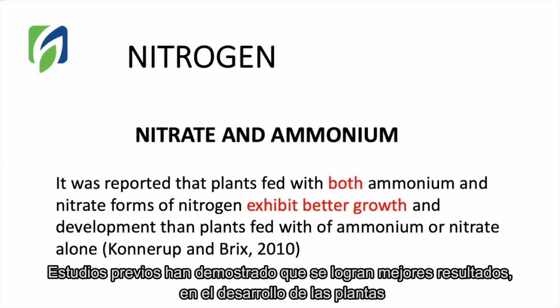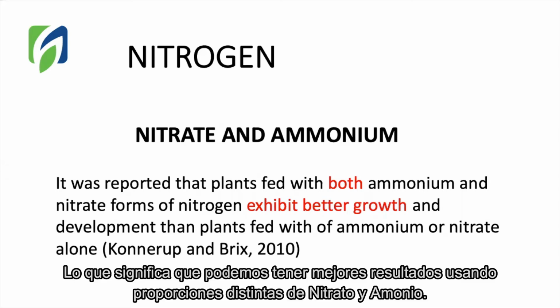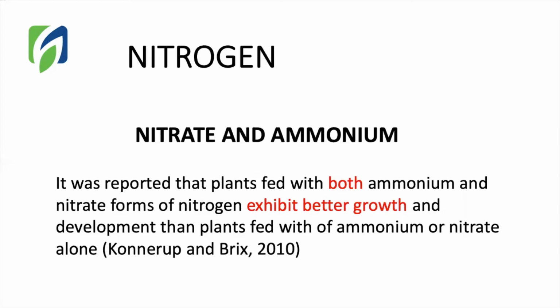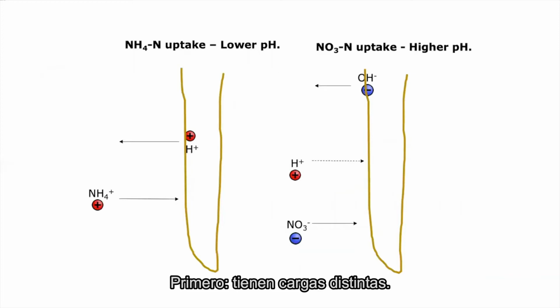Previous research has demonstrated that better results in plant development are achieved when plants are fed with nitrate and ammonium, meaning we can have better results when using different ratios of ammonium and nitrate. But this is totally crop specific and you can have different results if you change the substrate. But what are the differences between nitrate and ammonium? First, they have different charges. One is an anion, another one is a cation.